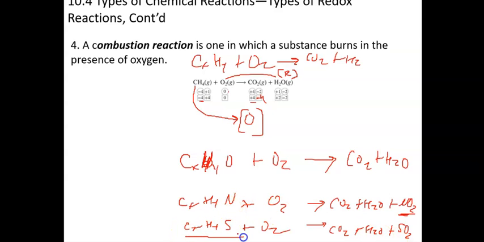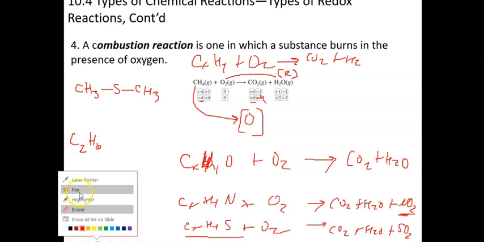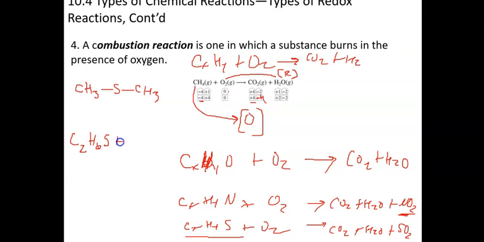So I want to talk about this because, believe it or not, this is in our everyday lives. There is a compound called dimethyl sulfide. This is the structure of dimethyl sulfide. All right, I'm going to just write it out in formula form. That's plus O2 forms CO2 plus water plus SO2.